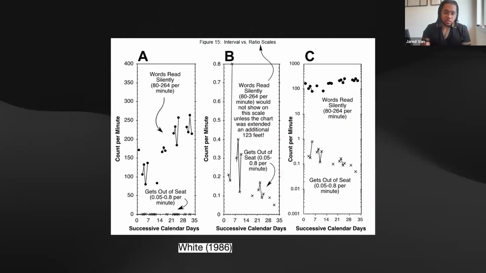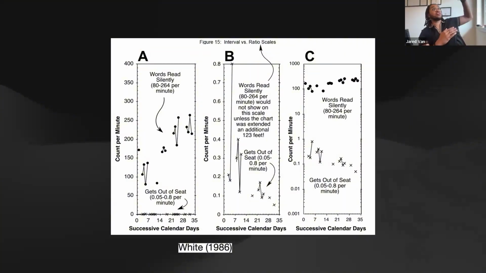Now, look at these three. In panels A and B, each use equal interval add-subtract scales to show two behaviors, high frequency words read and low frequency out of seat. The range of the scale in panel A is sufficiently large to show the reading behavior, but the out of seat frequencies are so low that they're squeezed to insignificance at the bottom. Conversely, the scale used in panel B is sufficiently detailed to show the out of seat behavior, but using the same chart and the same scale to show the reading behavior would take a chart 123 feet tall.